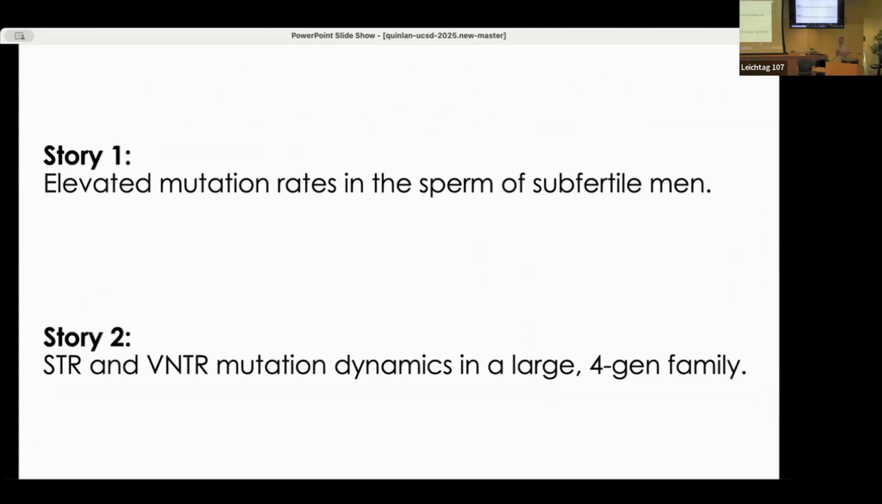So the 2 stories I'm going to tell you about today are a study we've been working on for the last couple of years. Shuvro in the audience here and the Alexandrov lab are helping us with a validation study of this work. And we're looking at elevated mutation rates in the sperm of subfertile men as compared to the sperm of fertile men. And if I have time, I may not, I'll tell you a story about some ongoing work looking at hypermutable loci in a 4-generation family now. We've now collected the 4th generation of these pedigrees.